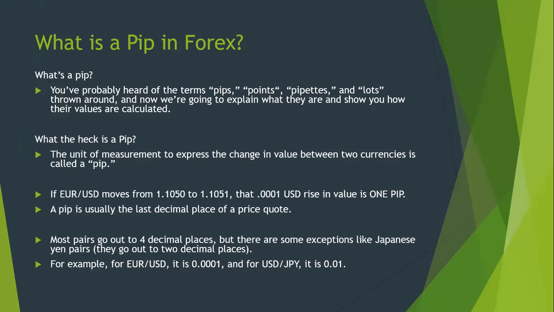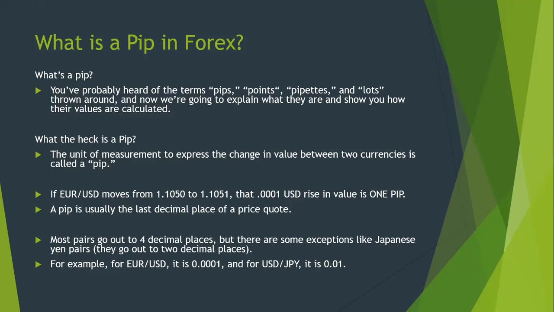So a pip, you have probably heard of the 10 pips, or points or pipettes and the lots thrown around. Now we're going to explain what they are and show you how their values are calculated. So what the heck is a pip? It's a unit of measure to express the change in value between two currencies. That is what we call a pip.